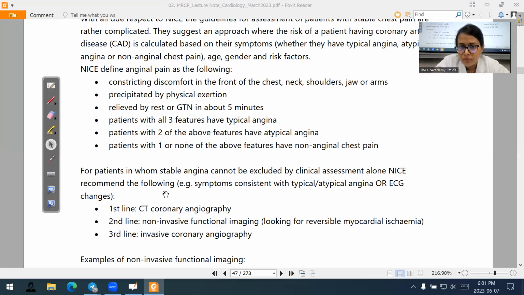Ma'am, I think I would go with the 5th option. Continue apixaban. Okay, very good. So yes, you should. Well, what's the reason? What's the CHA2DS2-VASc score of this patient? Sorry, ma'am, I'm not able to tell you the score.